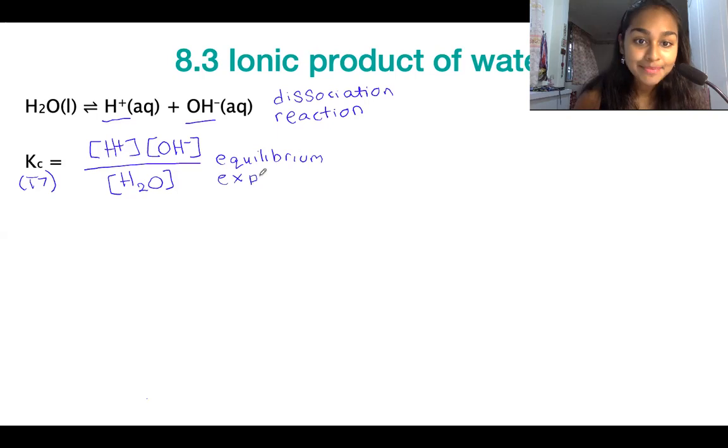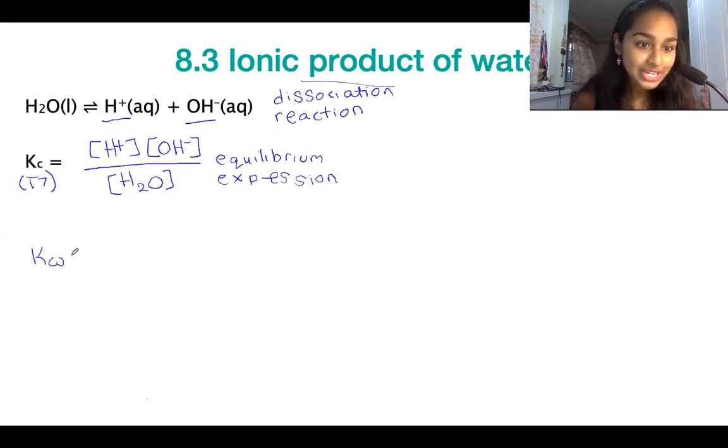Over here, we don't have any coefficients, but if we did, you'd always express the coefficients as a factor. So it would be H+ raised to the power of the coefficient. Okay, so what we're concerned about now is something called Kw. Kw is the ionic product of water.